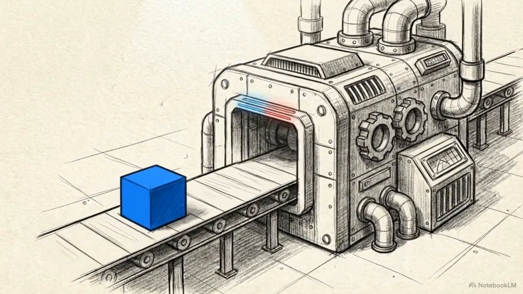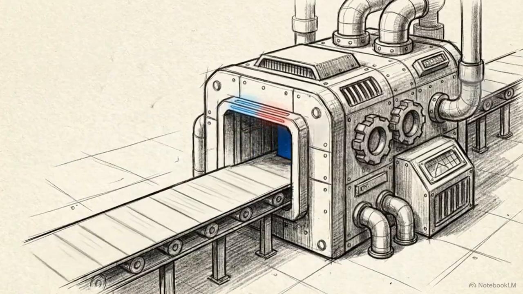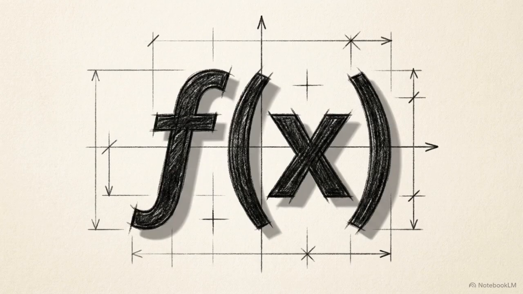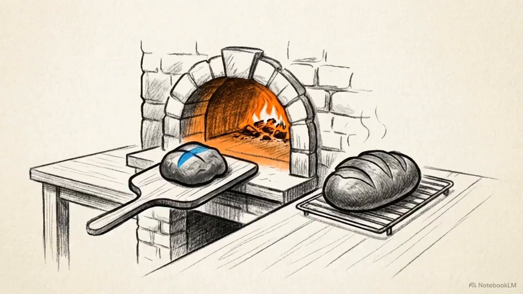Imagine a beautifully simple factory machine. You drop a raw material onto a conveyor belt, it goes inside, and a highly specific finished product pops out the other side. In mathematics, we call a reliable machine exactly like this a function. You give it an input, and it gives you an output.